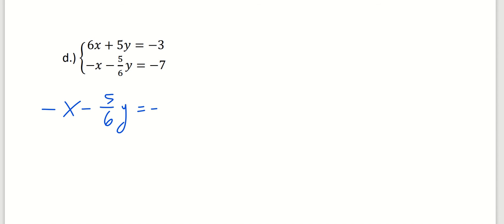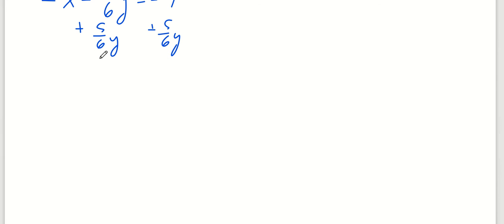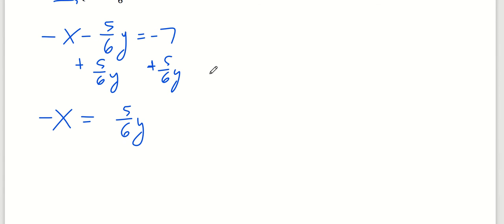So first things first, to get the x by itself in equation 2, I'm going to add 5/6 y to both sides. That gives us negative x equals, on the right-hand side, we have the positive 5/6 y, and we also have a negative 7 term.